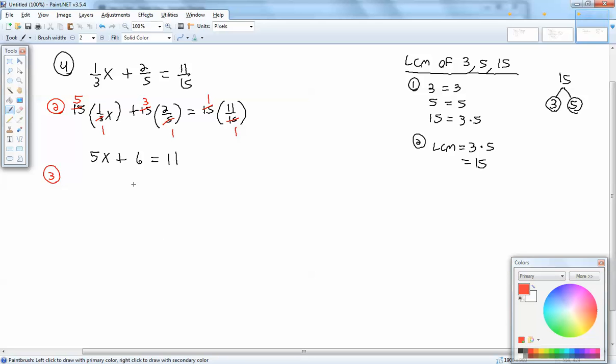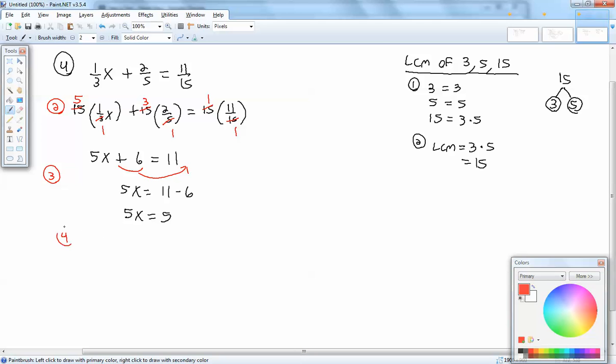Step 3. Get everything with an x on one side, numbers on the other side. So I'll take that 6 and move it over to the right side. Now when you move anything across the equals, the sign changes, so the positive 6 becomes a negative 6. Now our note up at the top says any step, combine together like terms, combine together numbers. 11 minus 6 is 5.